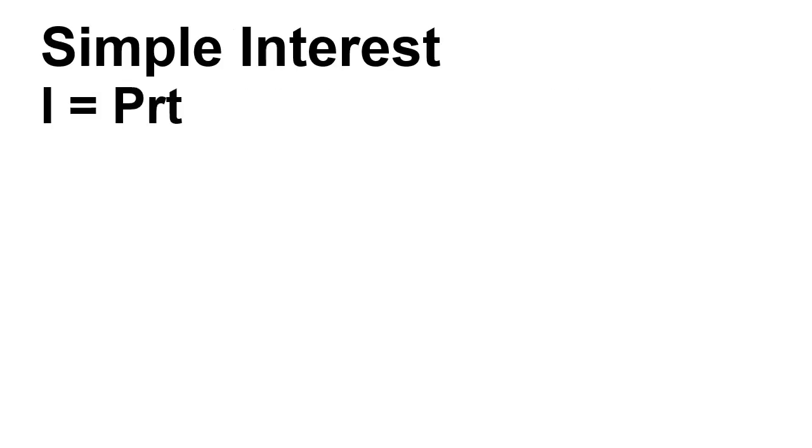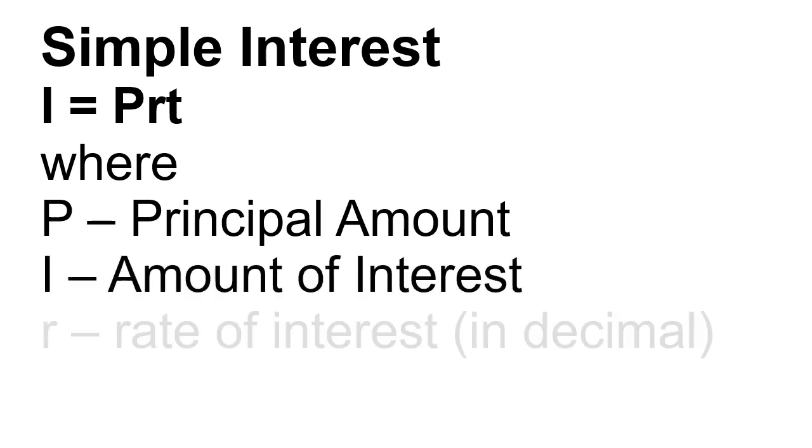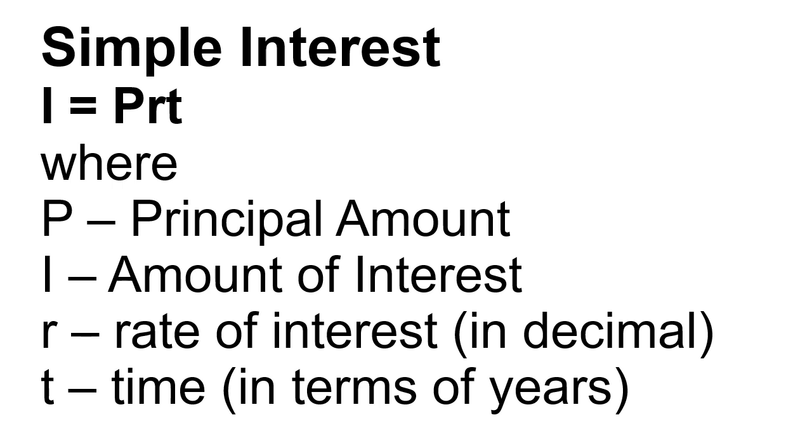So the formula to solve for the simple interest is I equals PRT, where P is the principal amount, I is the amount of interest, R is the rate of interest, expressed in decimal, and T is time in terms of years. Usually in a given problem, the rate of interest is given in percent form. If you're going to use it in our formula, we should express the rate of interest in decimal.